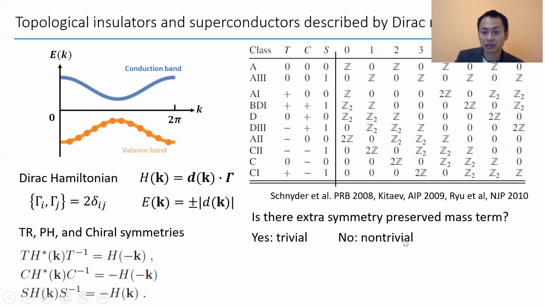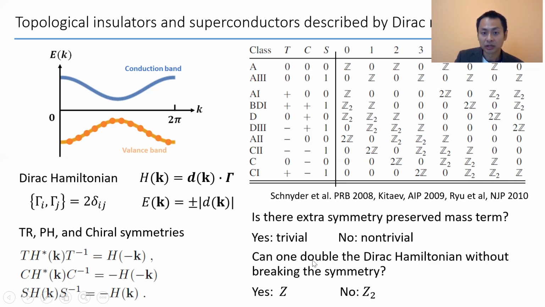If not, then the system can be non-trivial, can be integer, binary, or even integer. Now, then you can go ahead and ask, can one double the Dirac Hamiltonian without breaking the symmetry? If the answer is yes, then it means that you can have more than one Dirac point existing in your system, and each one will give you a topological order 1, let's say. So if you have more than one of them, then the topology can be any integer. If the answer is no, then it can only be binary.